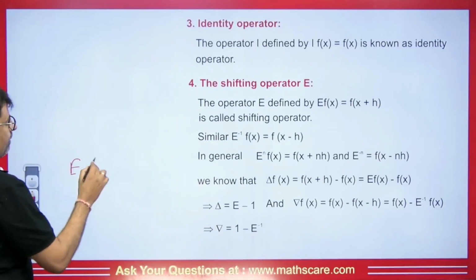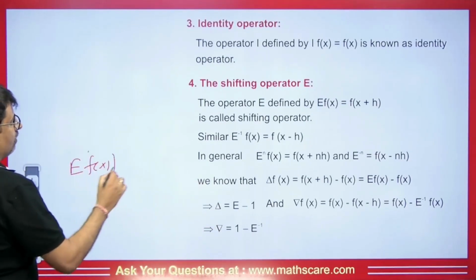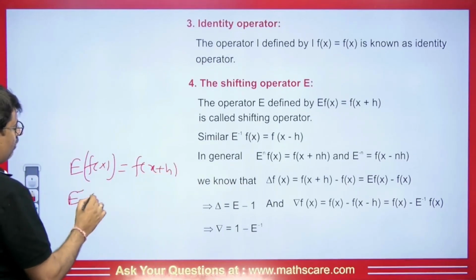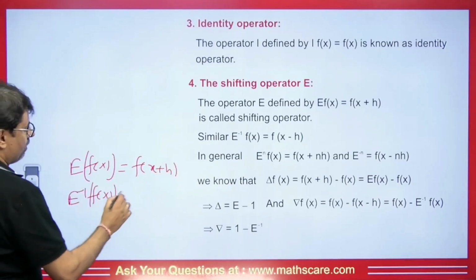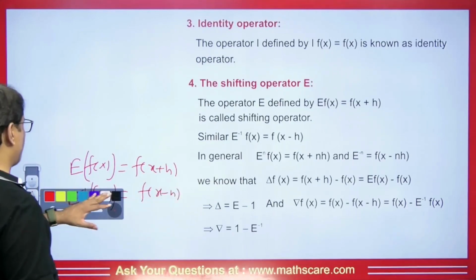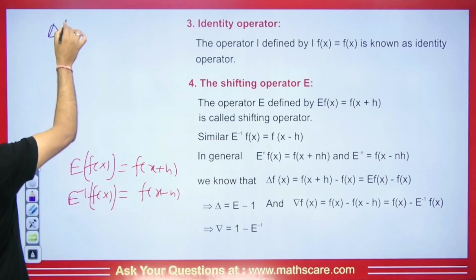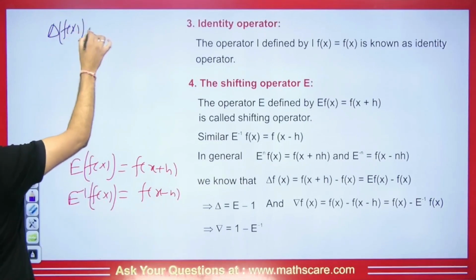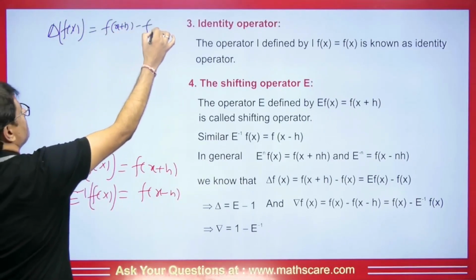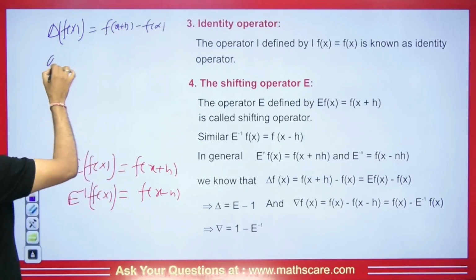What did I tell you? I told you that the function f(x) we have, E of f(x) is f(x plus h), right? And I said that if I apply the inverse, then from here, what will be the value of this? It will be f(x minus h). Now, if I say that I took the forward operator delta, and I applied delta on f(x), we know what this is. We have f(x plus h) minus f(x). Clear, students?